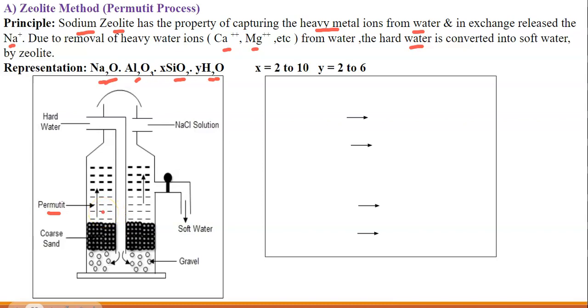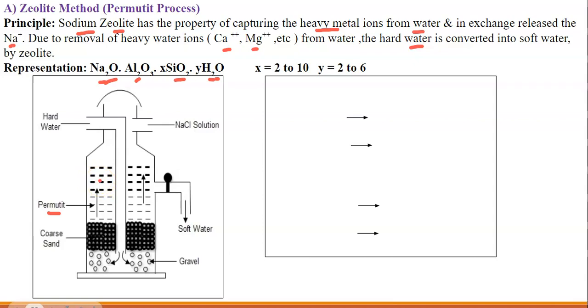So our process of softening of water will not happen. That is why we have a layer of gravel. Above that, we have a layer of coarse sand to remove all the larger size impurities which are present in water. Then the water will pass through the zeolite bed or Permutit. You can see here all the heavy metal ions present in water, mainly calcium and magnesium, will be replaced with sodium ions. So the water which comes out at the top will be soft water, because it will contain an equivalent amount of sodium ions.